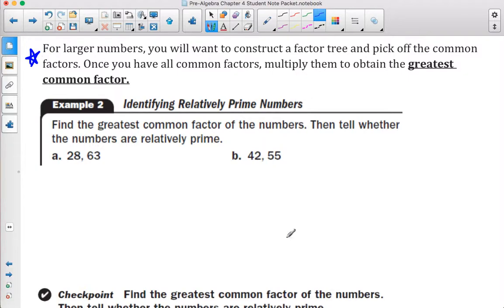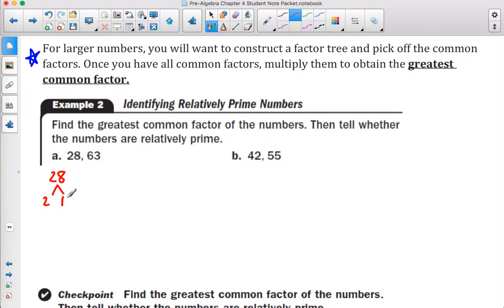So for numbers like 28 and 63 and 42 and 55, sometimes when you list out their factors, it might take a while. Like when we saw the homework yesterday, 60 had a lot of factors. So maybe let's try to find a quicker way to do this. And this is a quicker way to do it, is you make a factor tree and pick off the common factors. So here, let's do 28. I'm going to make a factor tree for 28.